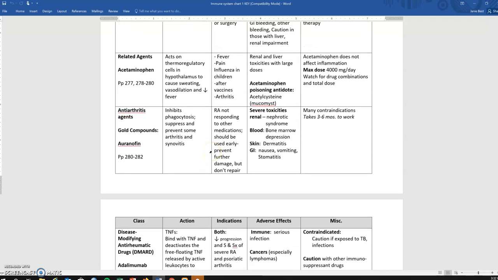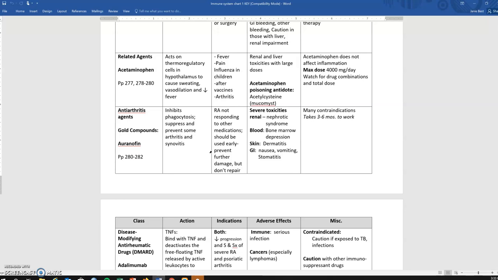As a related agent, acetaminophen acts on the thermoregulatory cells in the hypothalamus to decrease fever. It's typically used for fever, but can also be used for pain. It can be given for fever to children who have influenza. It can also be used after a vaccination, and patients with arthritis may use acetaminophen to treat their pain. The major complication would be renal and liver toxicities with large doses.